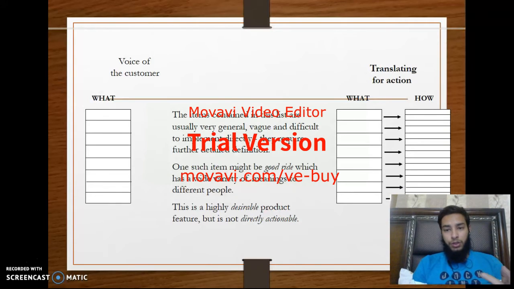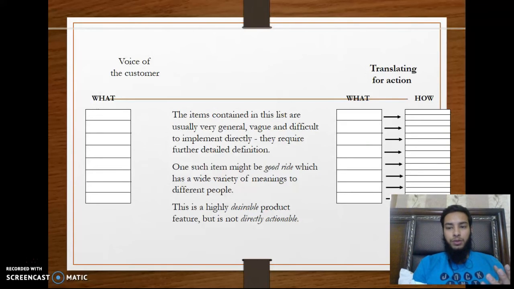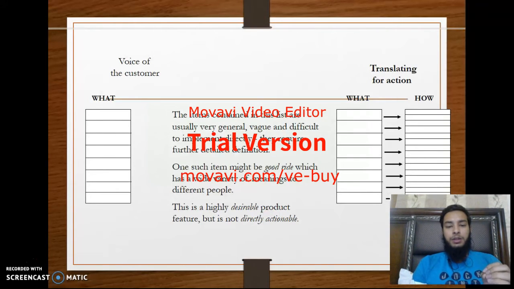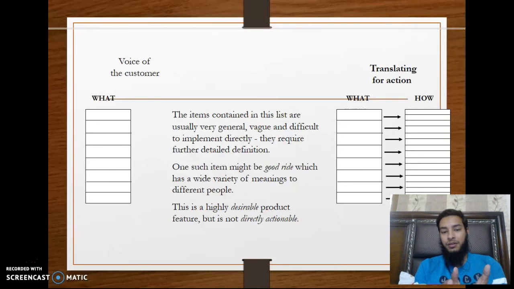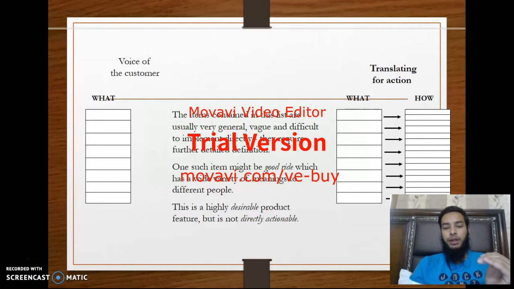So what is actually the voice of the customer? You need to translate the voice of the customer so that you can take action on it, because what customers tell you is very vague and it needs detailed definition. For example, one customer might tell you that they need a good ride, but it can have a different meaning with respect to different people. So you need to define what exactly is to be done by the factory or in the company.